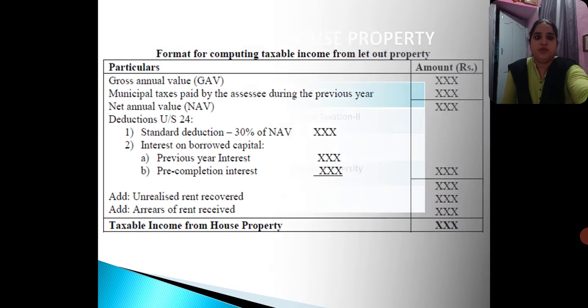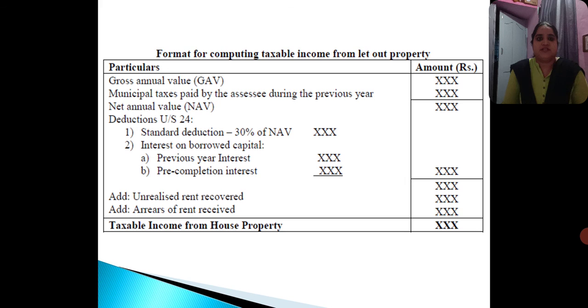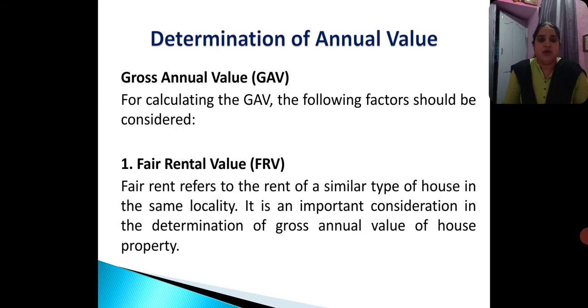With this, I complete the fifth session of the chapter Income from House Property, wherein I have explained to you how you determine the annual value, and while computing the gross annual value, what are the different factors you should consider.